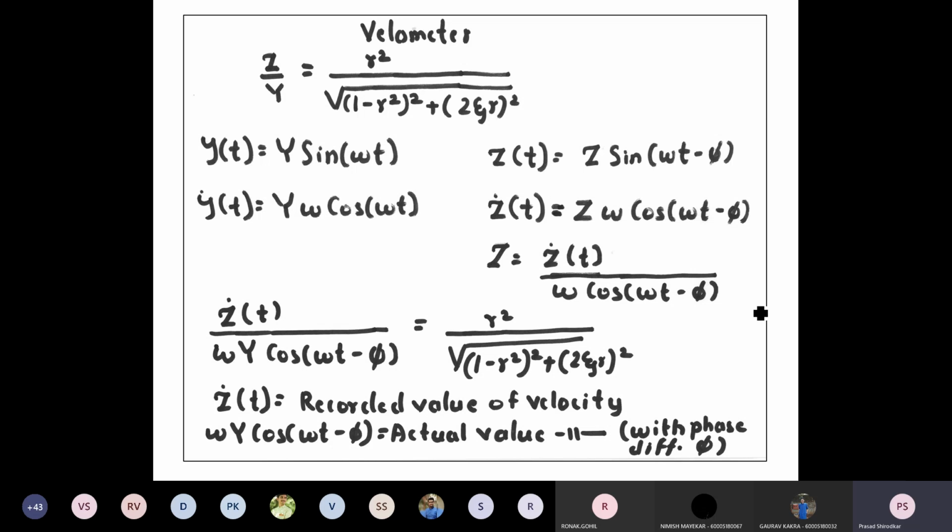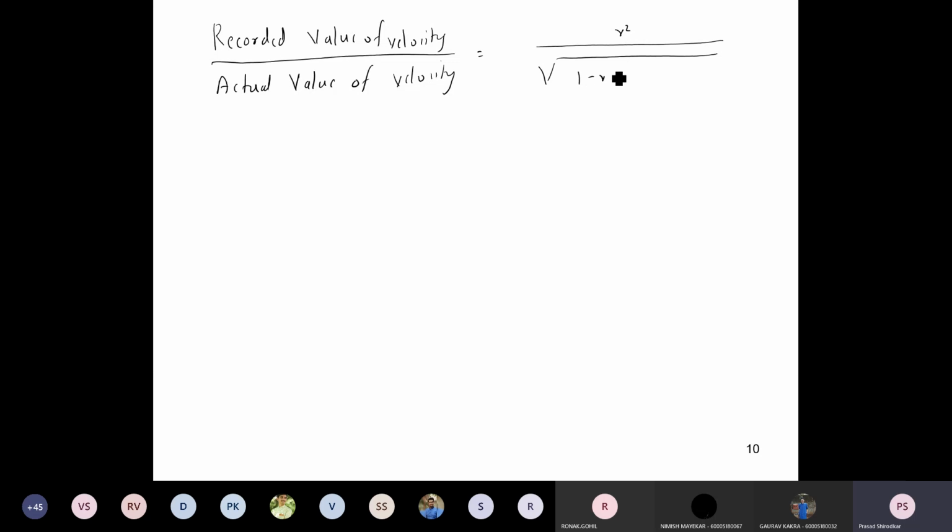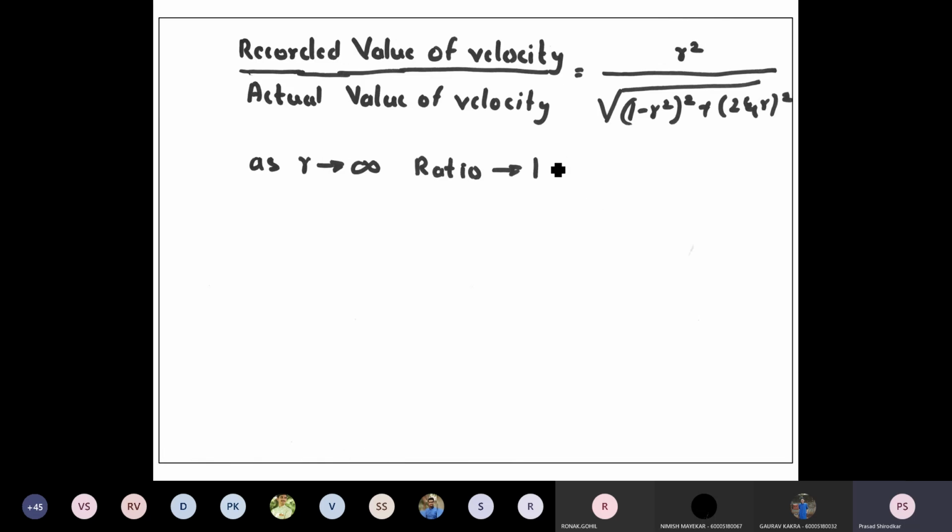So this is the equation that I get, and so recorded value of velocity divided by actual value of velocity is equal to R square divided by square root of 1 minus R square whole square plus 2 zeta R whole square. Right? And as R tends to infinity, this ratio tends to 1. Right? So this is the equation for velometer. Okay. Now we'll do a design problem on velometer. Any questions before I continue?